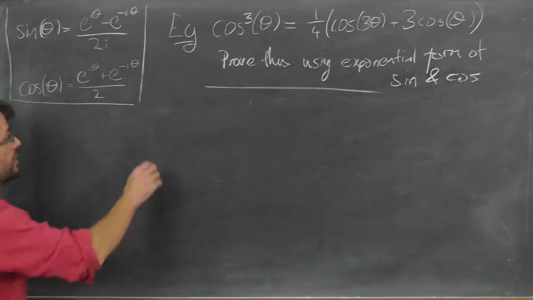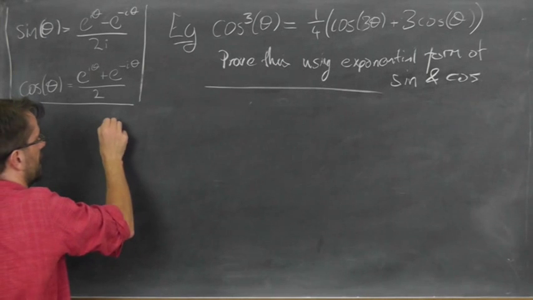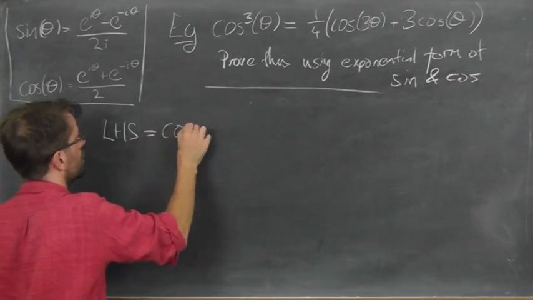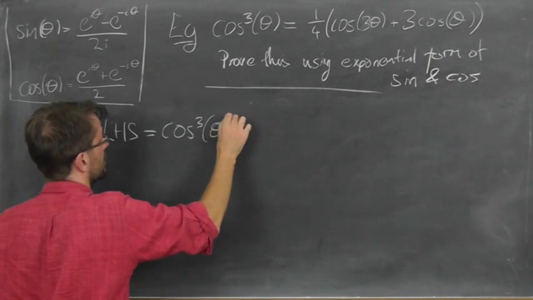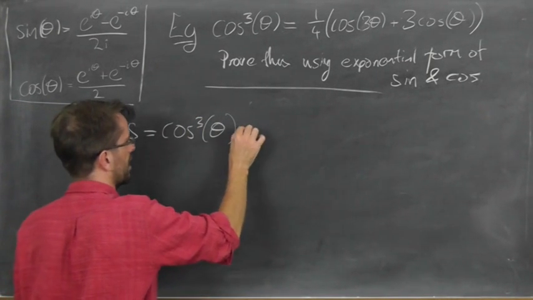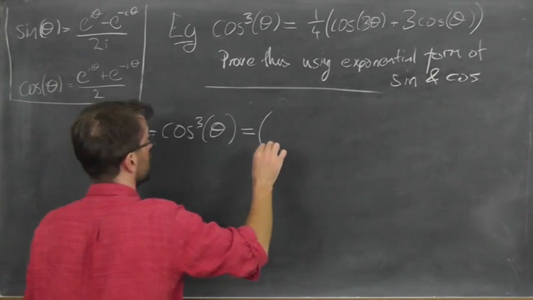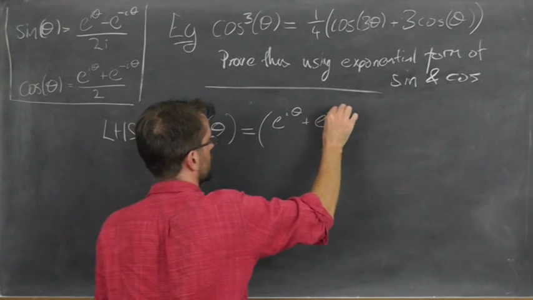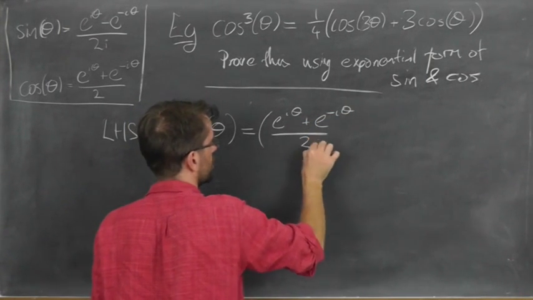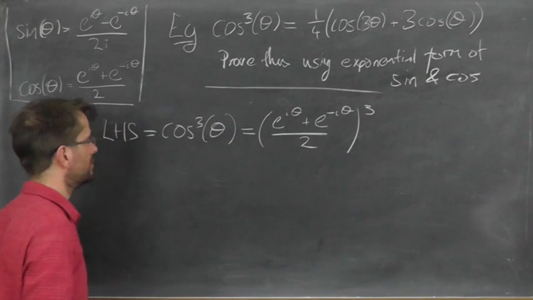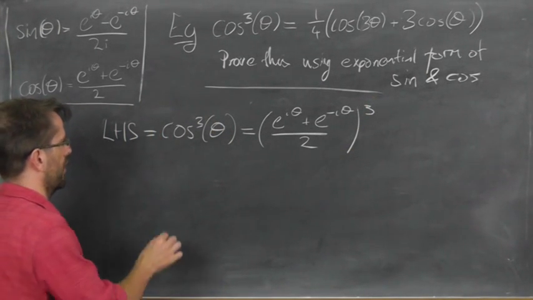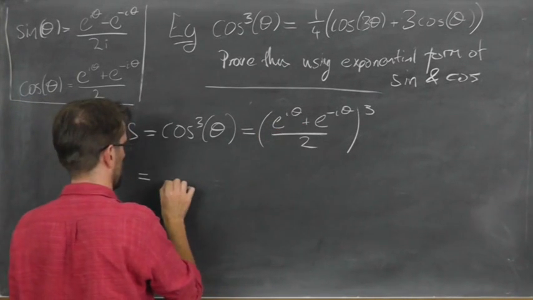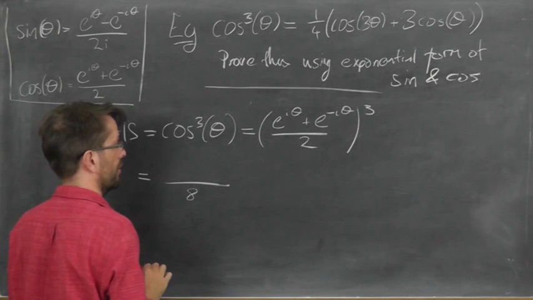So what do we do? Again, exactly the same technique. So the left-hand side, in this case, is cos cubed theta, and we just write that down in terms of the exponential form. So this is e to the I theta plus e to the minus I theta all over 2 to the power 3. So we just expand that out, and we can use the binomial theorem here. On the bottom we just have 2 to the 3, that's 8.